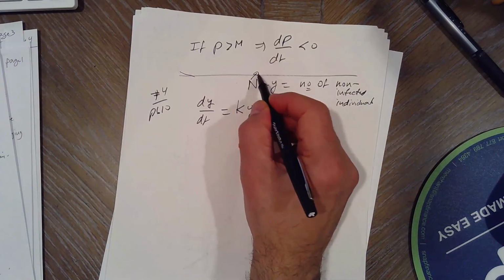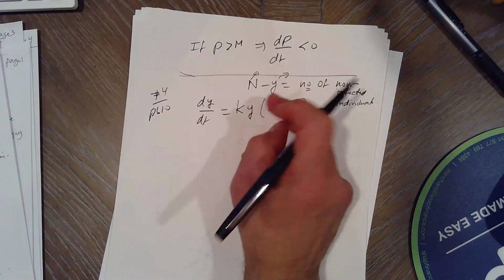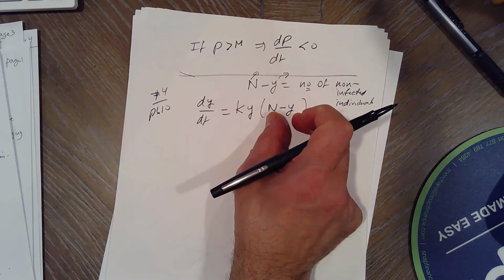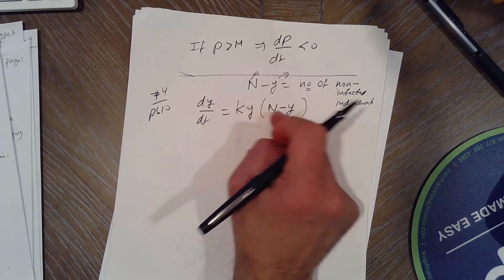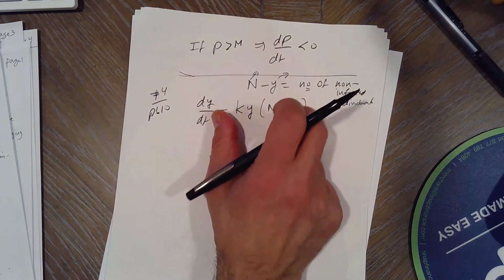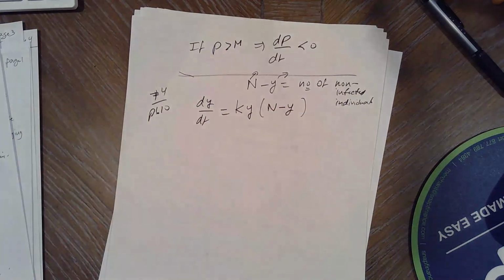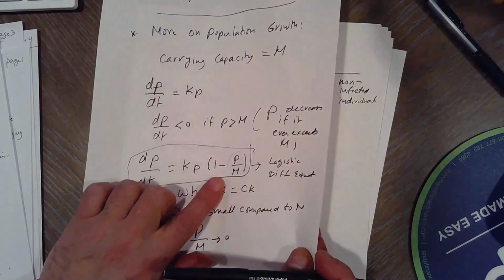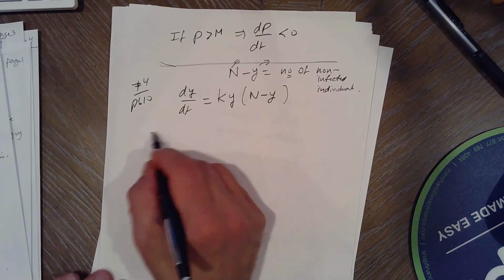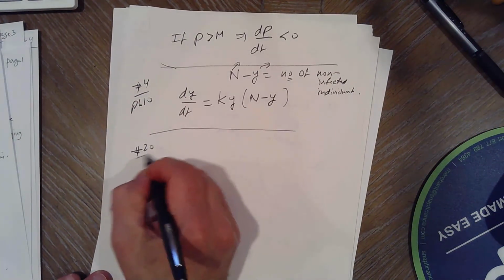Population size minus the infected gives you the non-infected, and that's directly proportional to the number infected and the number of non-infected. So this is similar to what we were talking about, the kp times (1 minus p over n) sort of thing. Okay, number 20, page 611.